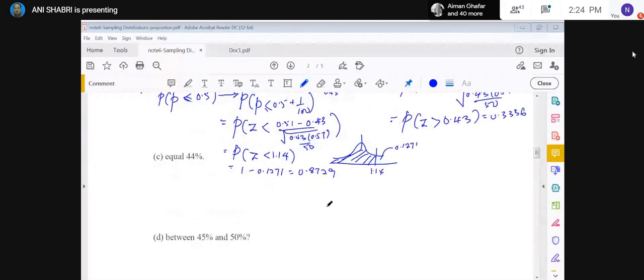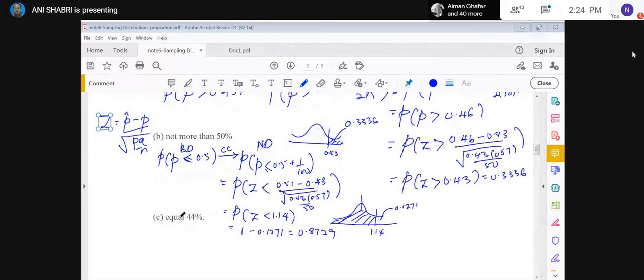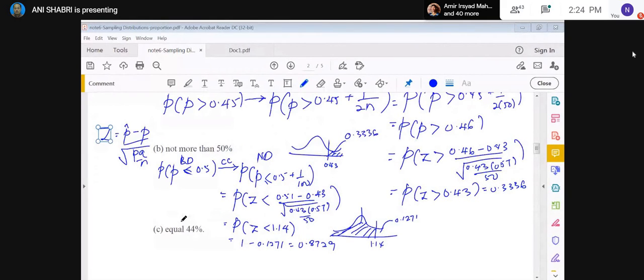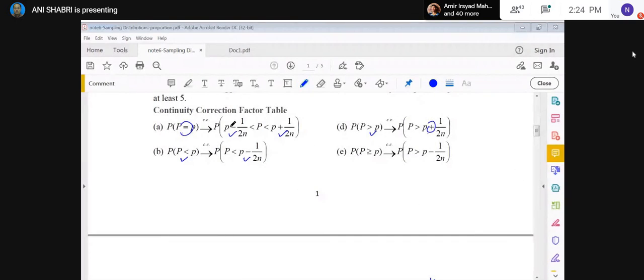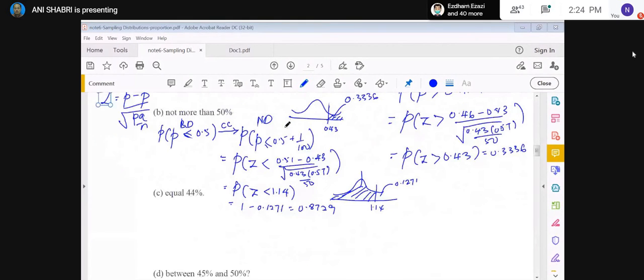Okay, number C, number C equal. Kalau equal, we must use the formula number A. Jadi, on your left is minus, on your right is positive. You have two equal. Number C, P equal 0.44. The first step you must use arrow. On your left is minus 0.44 minus 100.